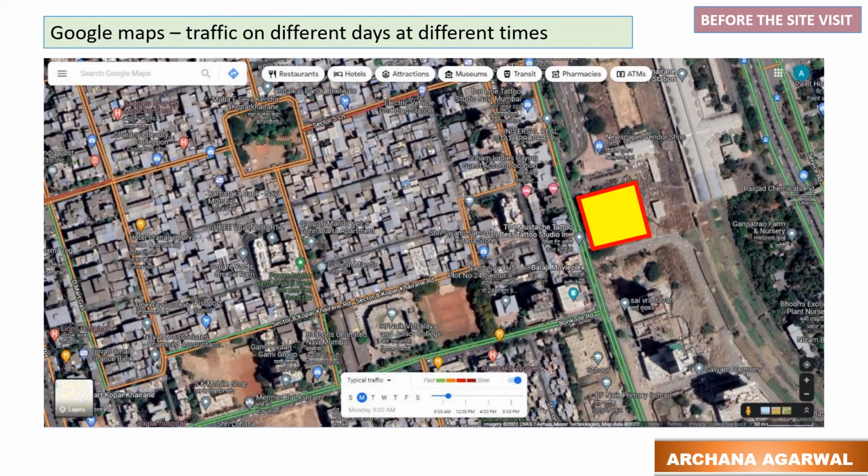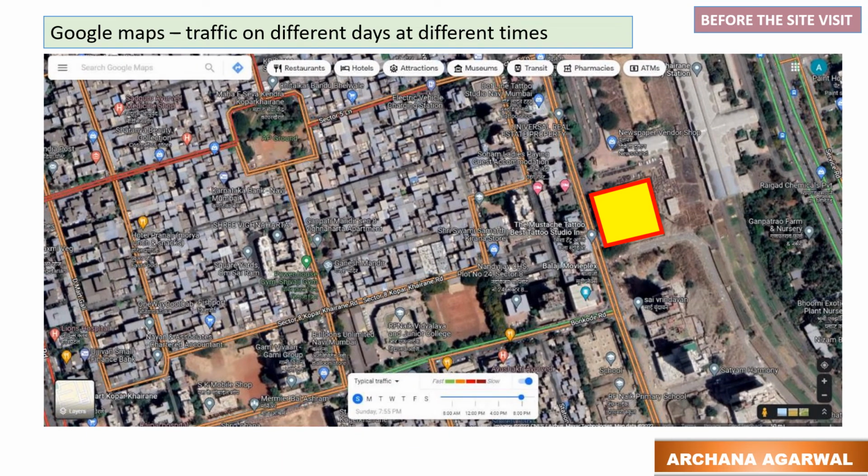This traffic pattern is of Monday morning. As can be seen in front of the site, it's fast moving continuous traffic. This is the live traffic pattern on a Sunday evening. As can be seen, it's a medium traffic in front of the site.